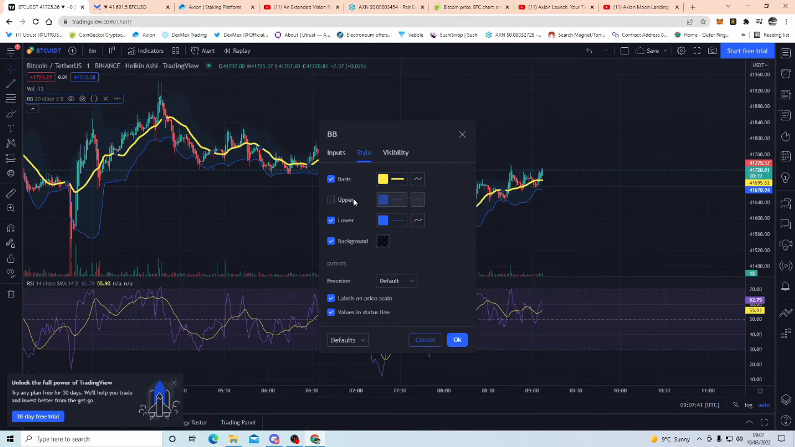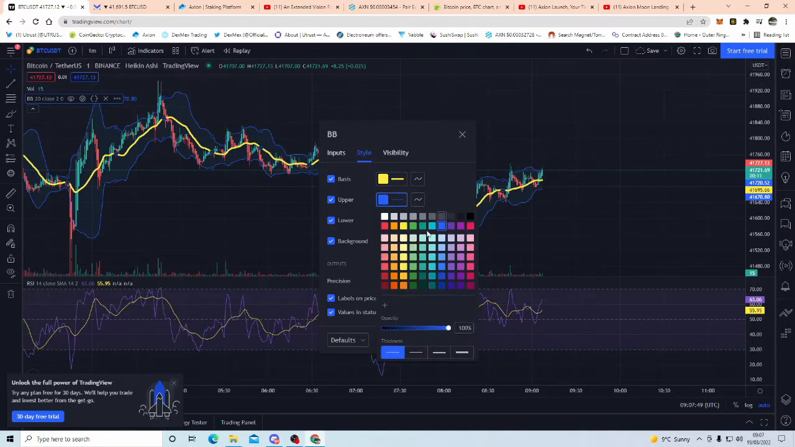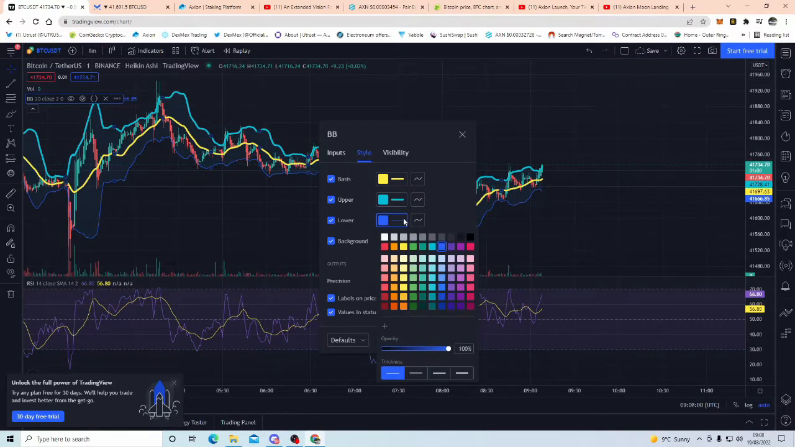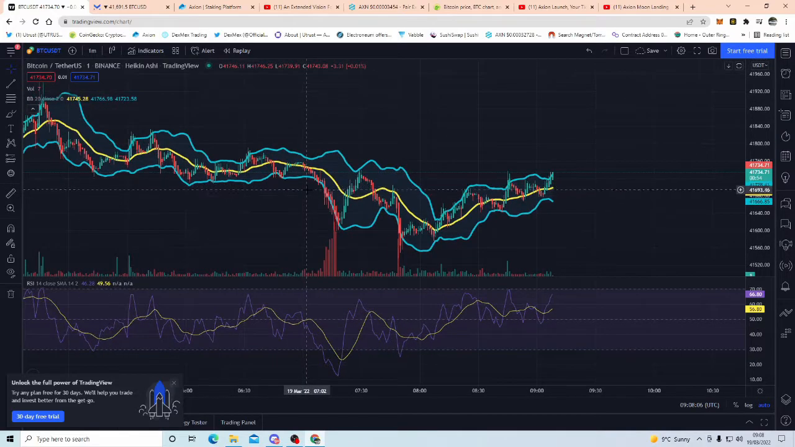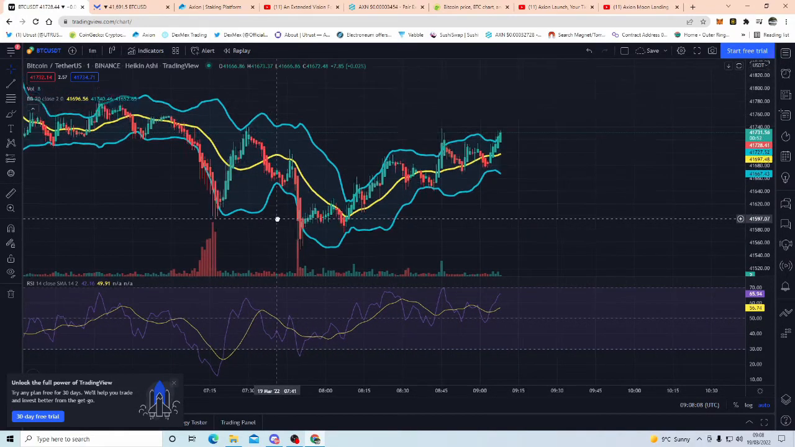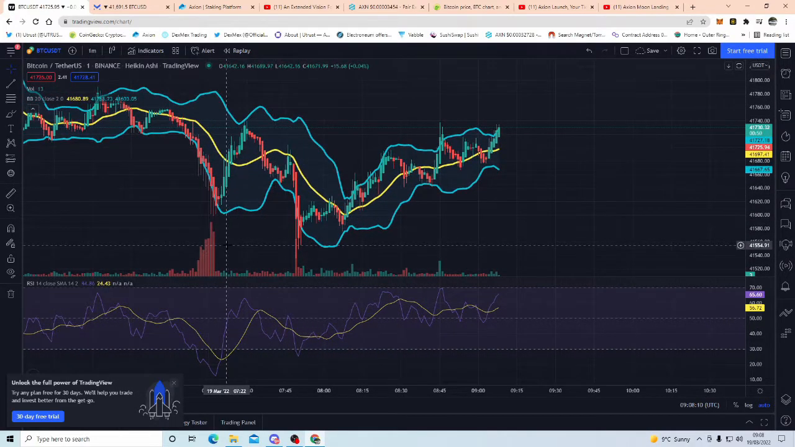And then we're going to do the same with the upper candle, and we will change that to a lighter blue and make that fat. Then we're going to do the same with the bottom candle: light blue, make that fat. And this is obviously for the purpose of you guys seeing this as well.